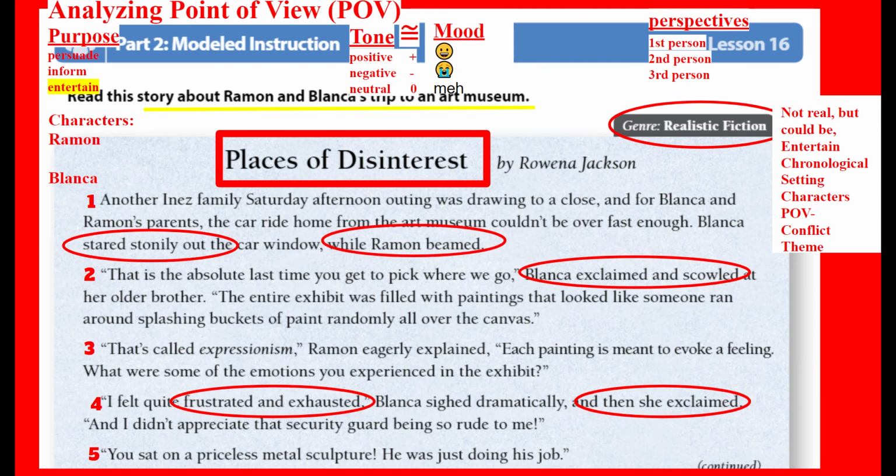All right, so now we are going to take a minute and look at Raymond and see how his actions and emotions differ a little bit from Blanca's. So, in paragraph number 1, that last phrase, it says Raymond beamed. So, if you are beaming, do you think you're happy or kind of upset? Probably happy, right? So, I want you to think of like a beam of like sunshine. Sunshine's warm.